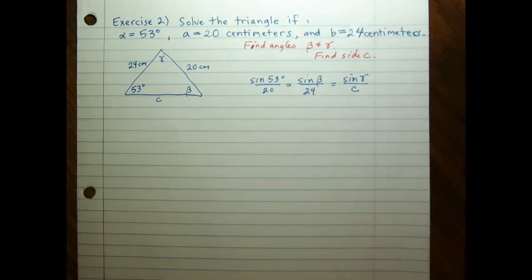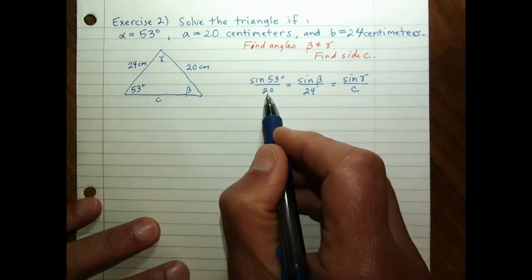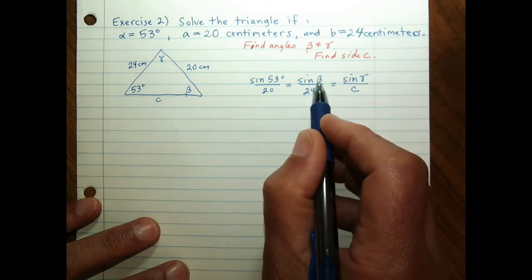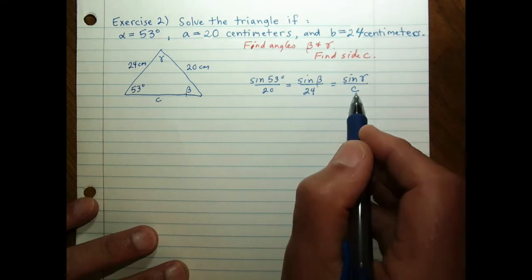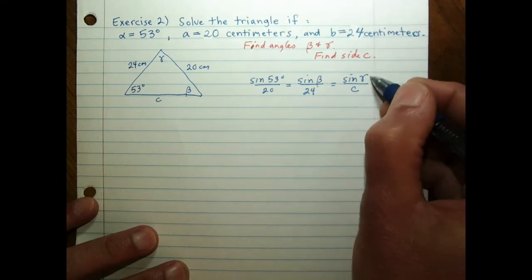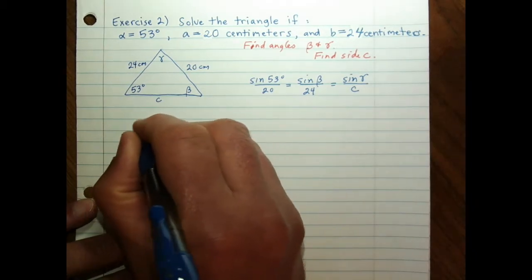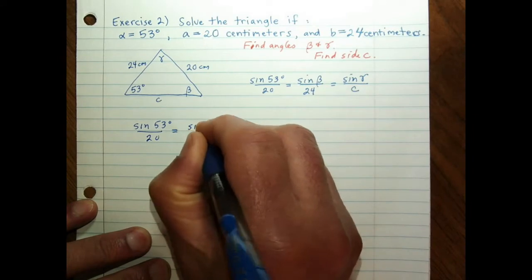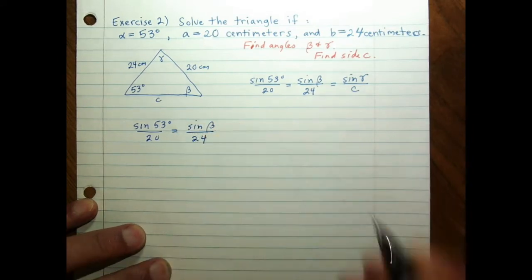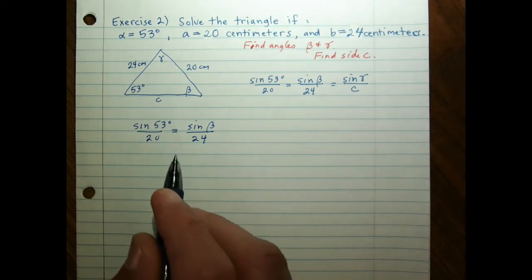Now I want to take 2 out of those 3 fractions and try to solve. I like sine 53 degrees over 20 because those are all numbers there. Sine beta over 24 has one variable in it. I'm not too crazy about sine gamma over C right now because I have 2 variables in the same fraction, both gamma and C. So let's take sine of 53 degrees over 20 and set that equal to sine of beta over 24. So the only unknown there is beta. I'm going to solve for beta.